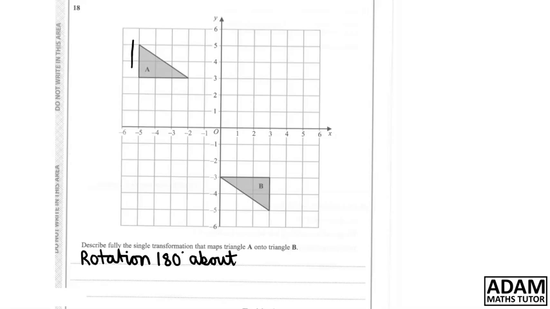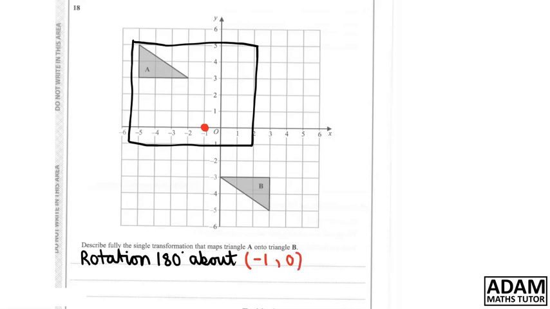So you put your tracing paper over triangle A and around the middle of the shapes, and you use your pencil to highlight a position. Put your pencil, rotate the tracing paper and see when it matches up with B. So it's not going to be this point here. It's actually going to give you the correct rotation when you put your pencil on this coordinate, which is -1 in the x direction and 0 in the y direction.